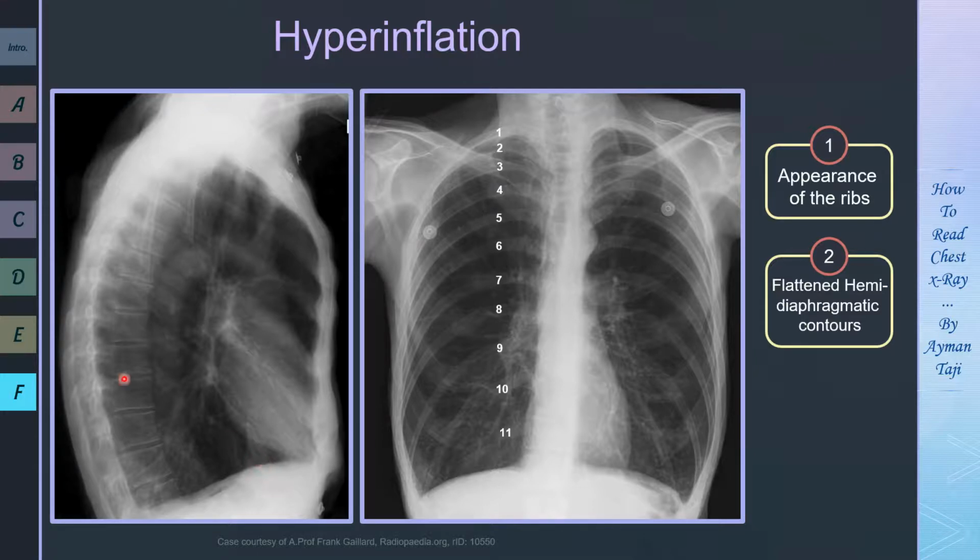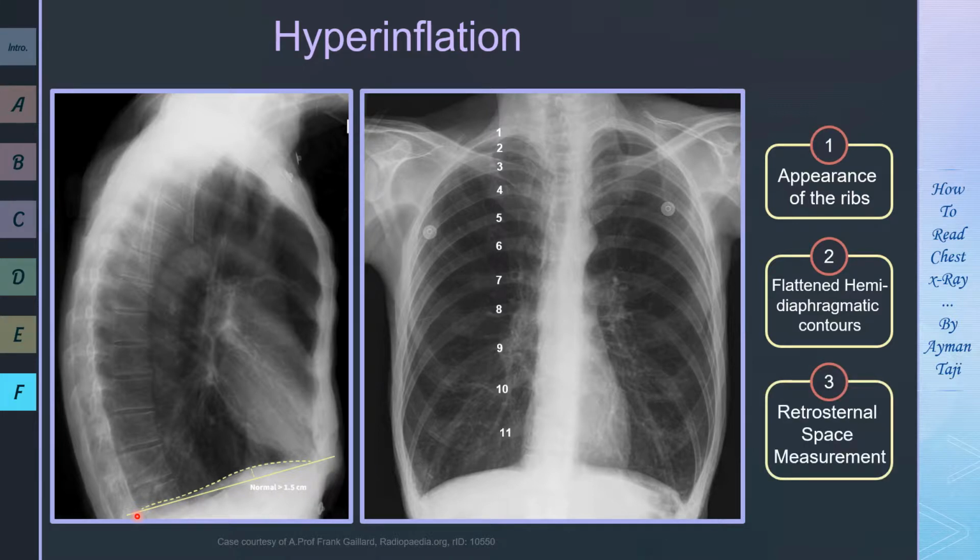Actually, this can be measured by drawing a line connecting the sternophrenic angle and the posterior costophrenic angle. This arch height should be greater than or equal to 2.5 cm, and it's considered clearly pathological when it measures less than 1.5 cm.